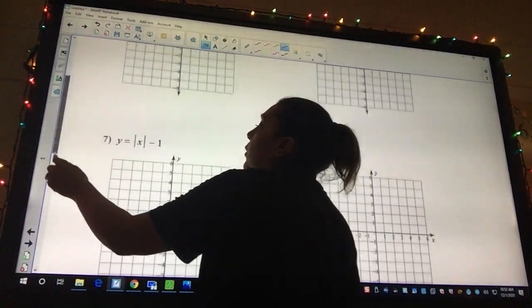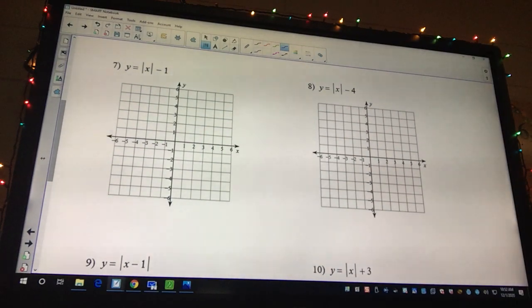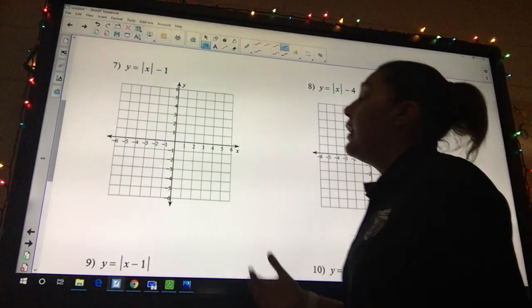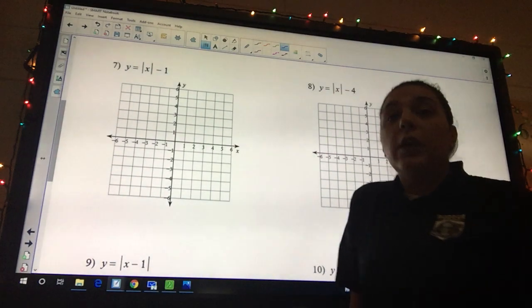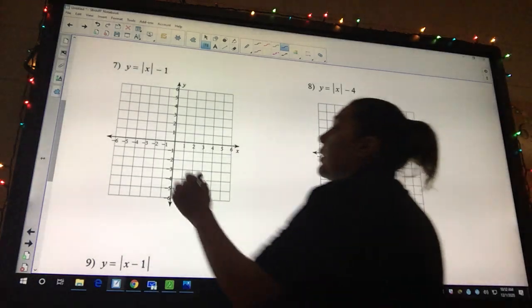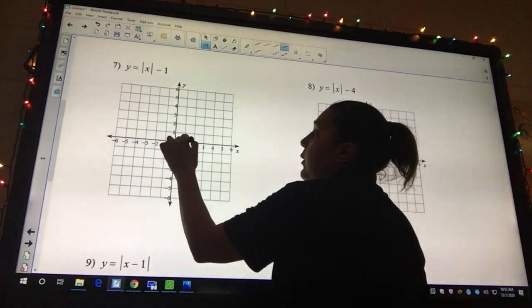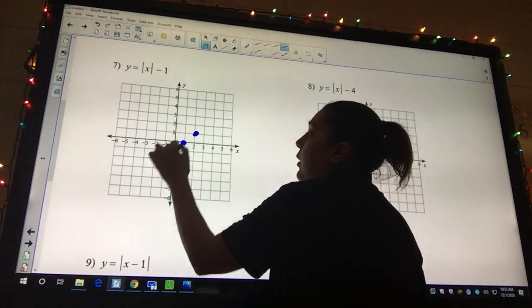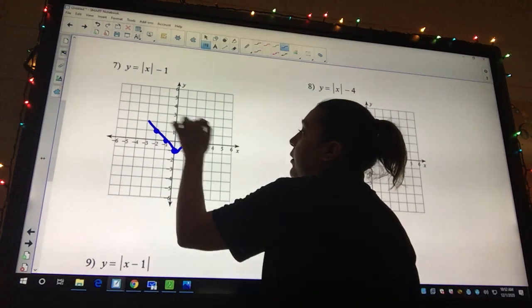Okay, seven, we say, well, is that on the inside or outside? Outside. It's on the outside, and the outside does our up, down. So are we going to go up one or down one? Down. We're going to go down one. So we start at negative one, because we always start at zero, so we have to go down one, and we say up one over one, up one over one, up one over one, up one over one. And now I got this perfect V.